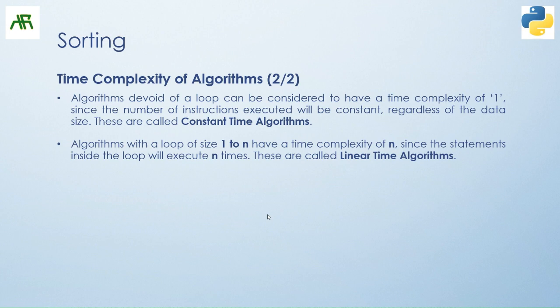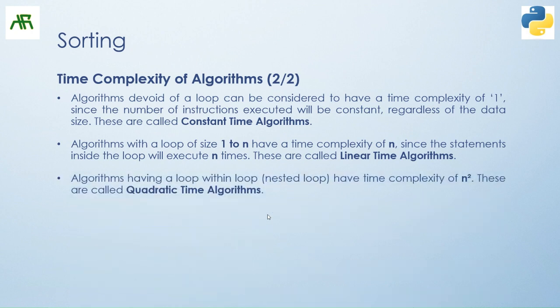An algorithm with a loop of size 1 to n has a time complexity of n, because this set of instructions will be run n number of times, 1 to n number of times. It can break out in between, or all n iterations or passes will go through, depending on the programming logic. It will run a minimum of 1 and a maximum of n number of times when there is a loop from 1 to n. So these are called linear time algorithms.